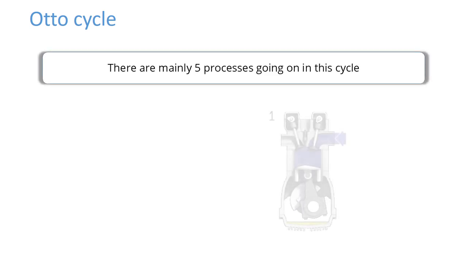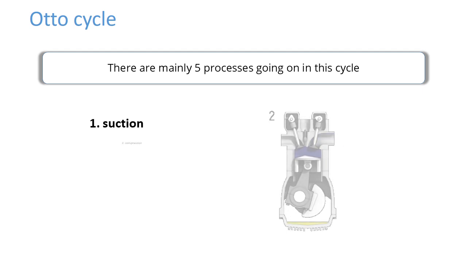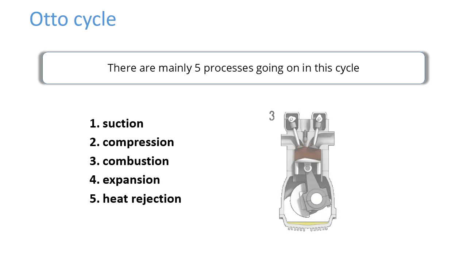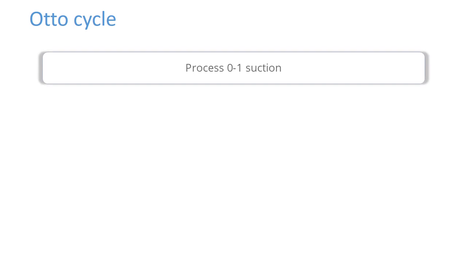So there are mainly 5 processes going on in this cycle, which are suction, compression, combustion, expansion and heat rejection. Now we will study all these processes in detail, and at the end of the video we will see the comparison of the theoretical graph of the Otto cycle and the practical graph of the Otto cycle. So let's move ahead. The first process is suction.